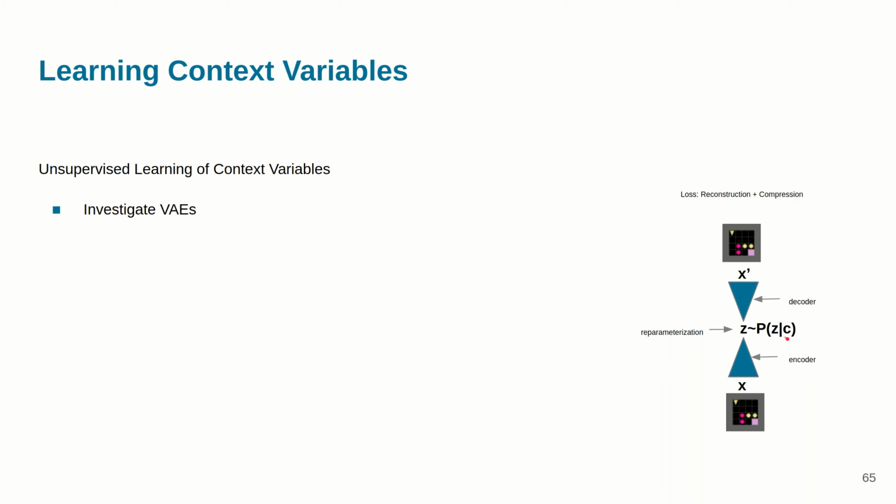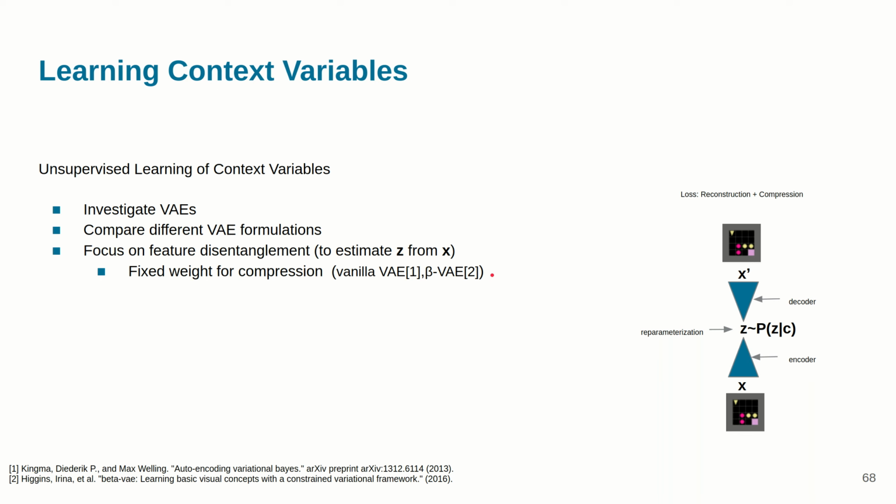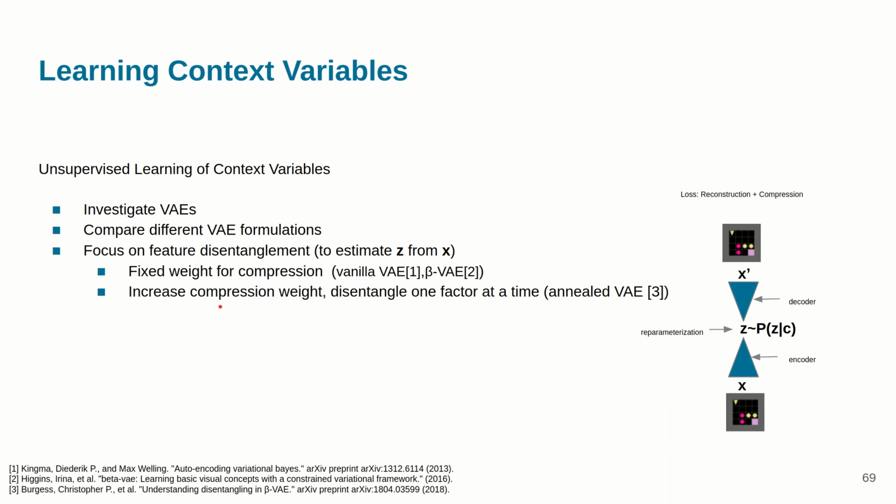Several works in the literature showed that by controlling the amount of information flow, you can control how the features are being disentangled. So in this work, we want to compare different VAE formulations with a focus on feature disentanglement. We look at methods such as vanilla VAE and beta VAE that have a fixed weight for compression. We look at methods such as anneal VAE that start with a high compression weight and gradually decrease it to allow disentanglement to happen one factor at a time. And we also look at methods such as Gecko that try to dynamically balance these two losses.